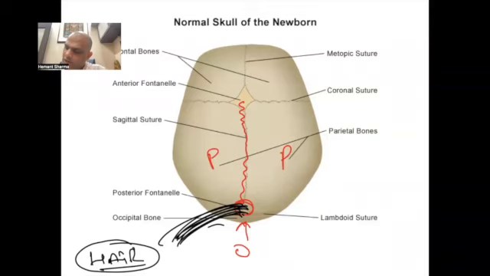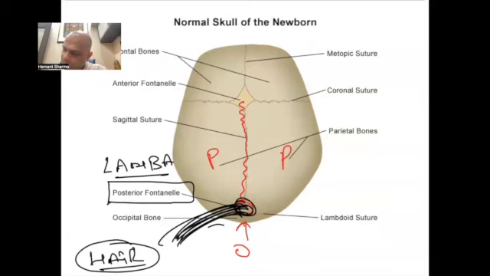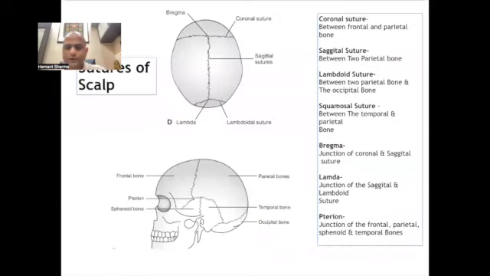So this is called the posterior fontanel, and the other name of this depression is lambda. It is very important. We are going to discuss this in more detail. Let's see in this image.